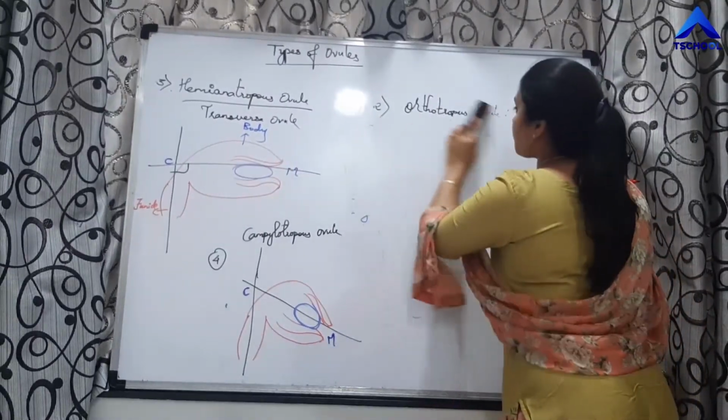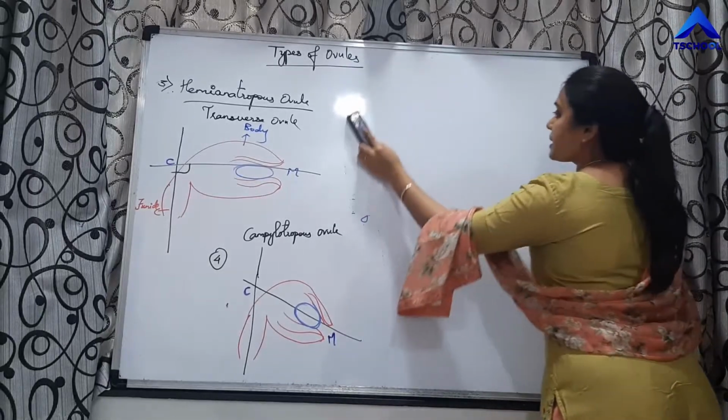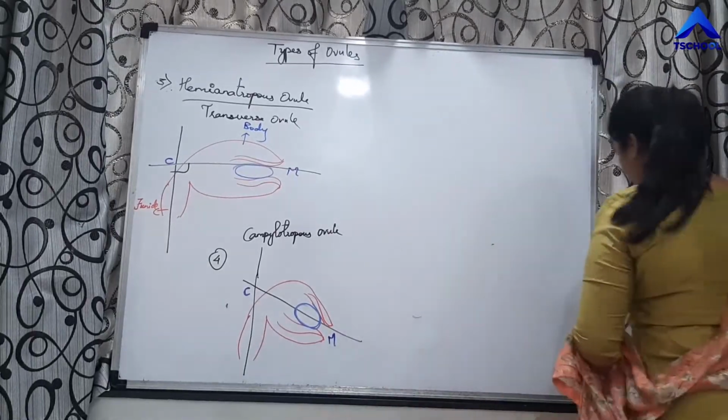The fifth type of ovule is amphitropous ovule.